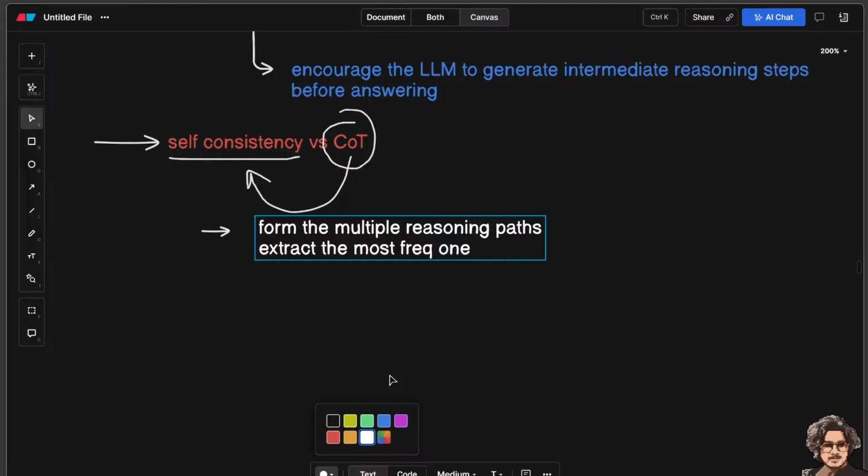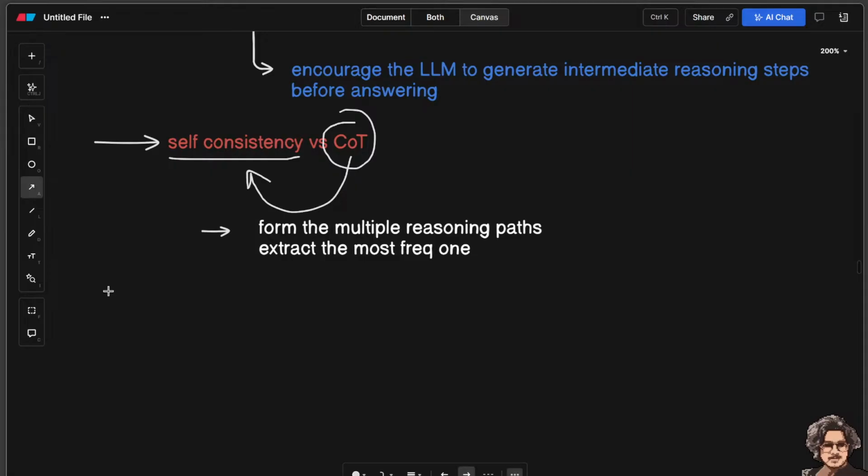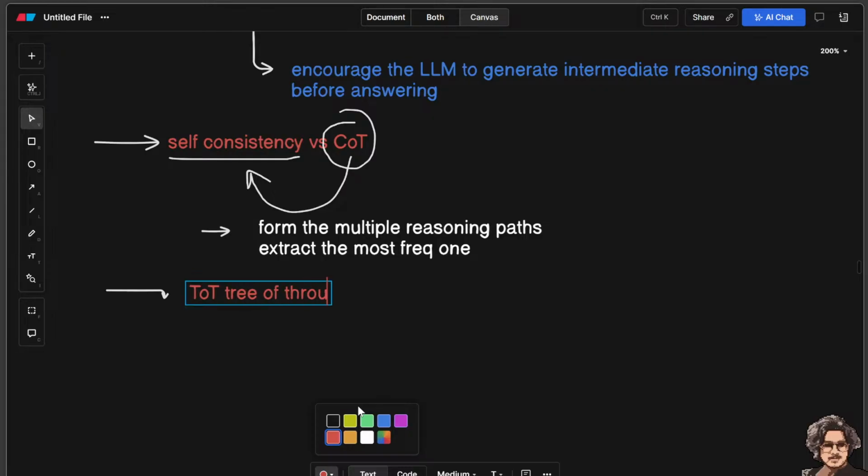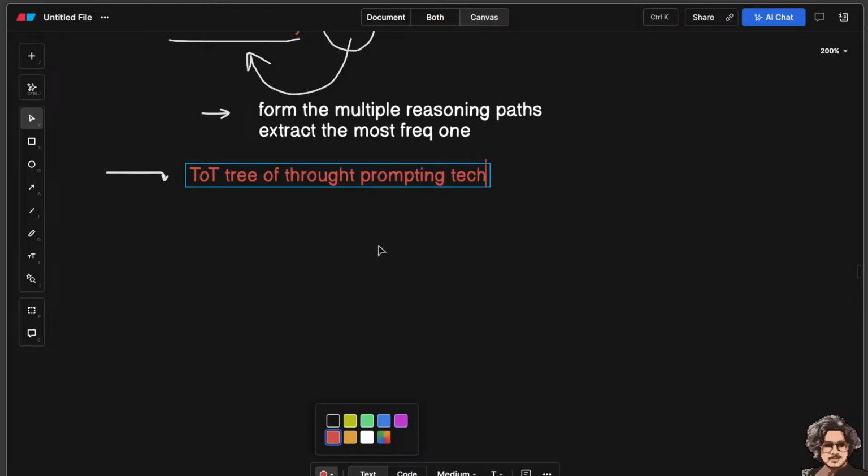Then another thing is chain of thought versus TOT, tree of thoughts, a prompting technique. TOT generalizes COT by exploring multiple reasoning paths. As the name suggests, tree, it explores different paths.